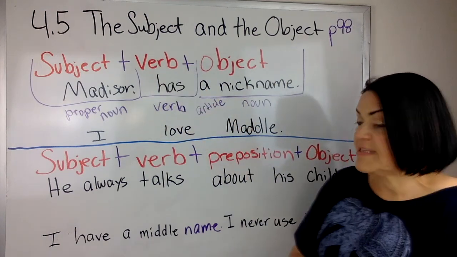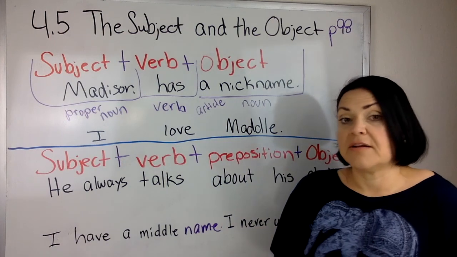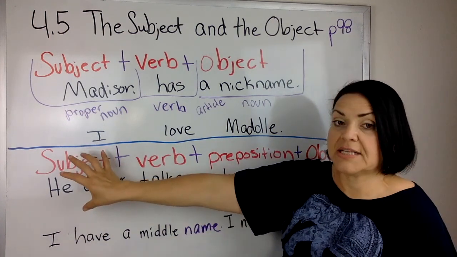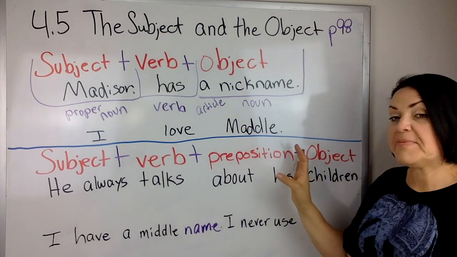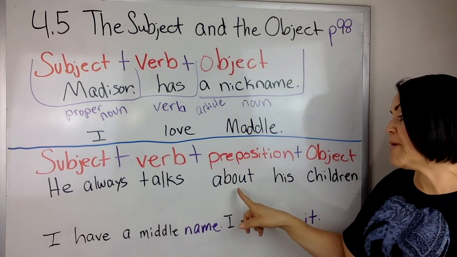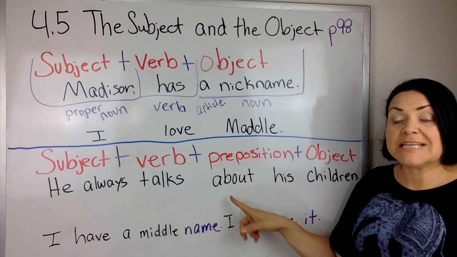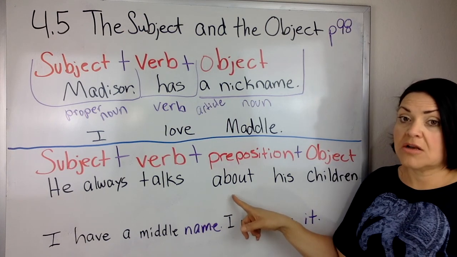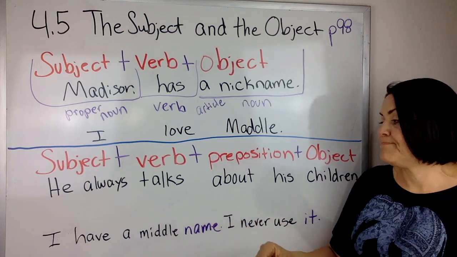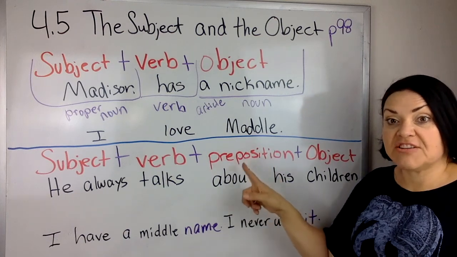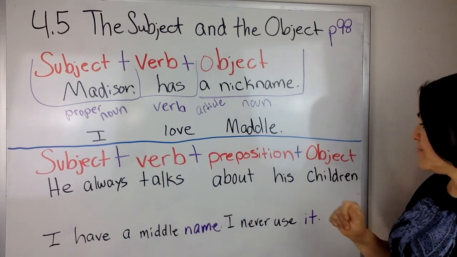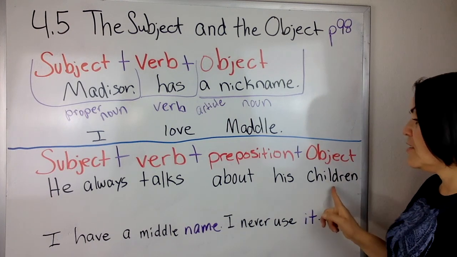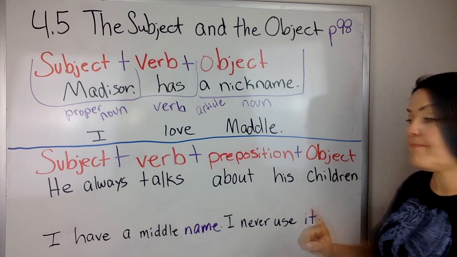The next type of sentence that you will see a lot of in English is the subject, the verb, the preposition. Remember, a preposition is about, in, out, on, under, at. So this is the location, right? Preposition. And then the object is going to be who is receiving it.